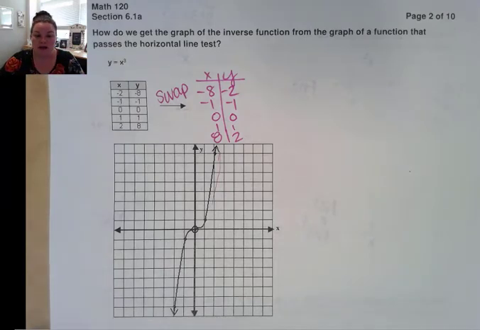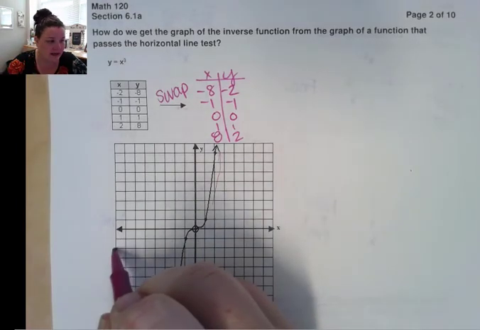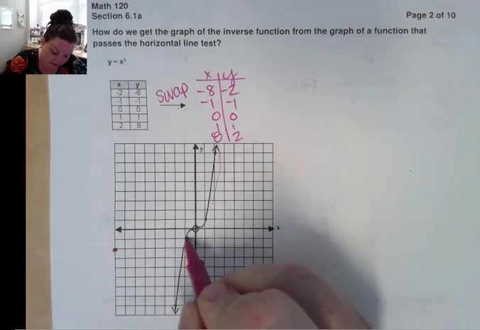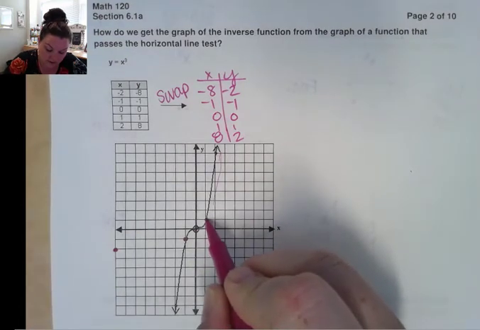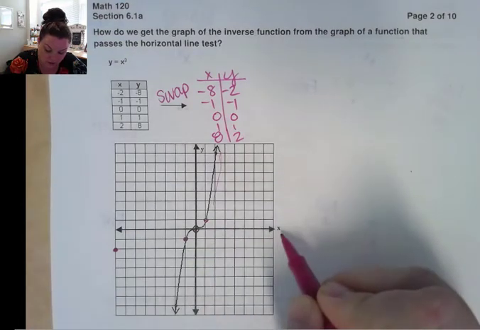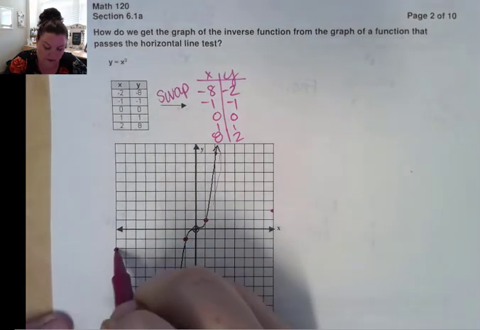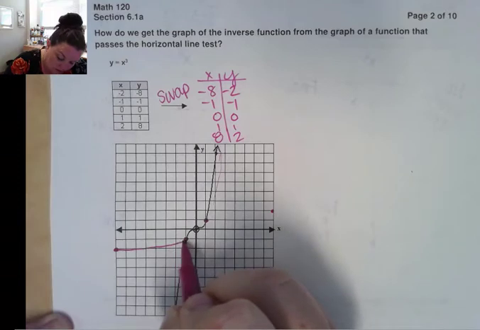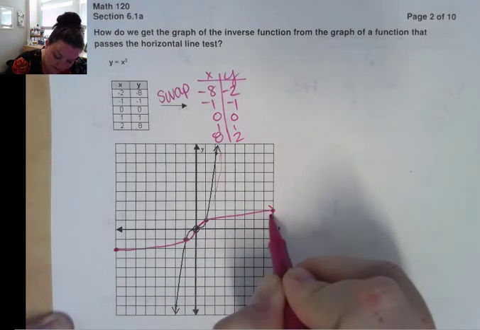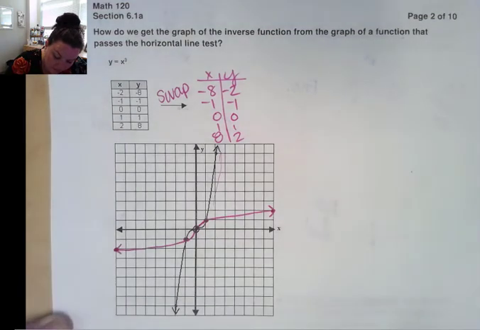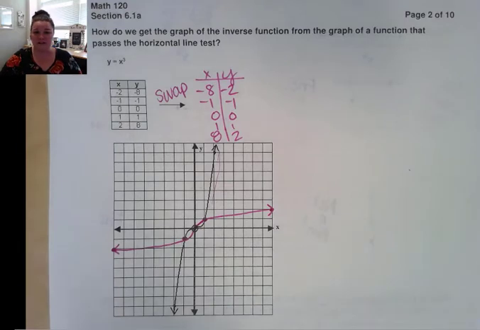So I'm going to go ahead and graph these so that we can see what they look like. Over here at -8, we'd be down at -2. At -1, we'd be at -1. At 0, we'd be at 0. At 1, we'd be up at 1. And at 8, we'd be up at +2. So notice if I connect these with my line, I'm getting the exact same shape.